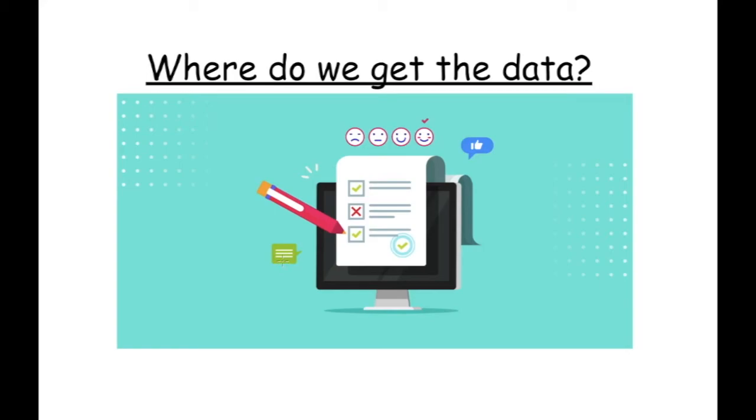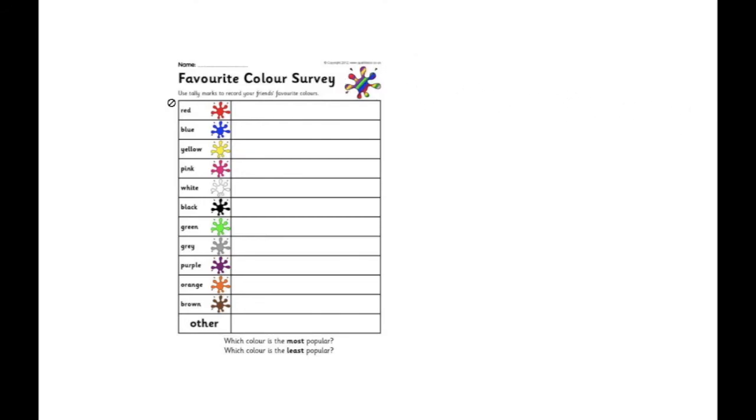And I want you to actually be able to make your own survey as well. So we use a survey to get data, and we do it by asking questions and then recording the answers that people give us. A very simple example would be if we wanted to ask people their favorite color.